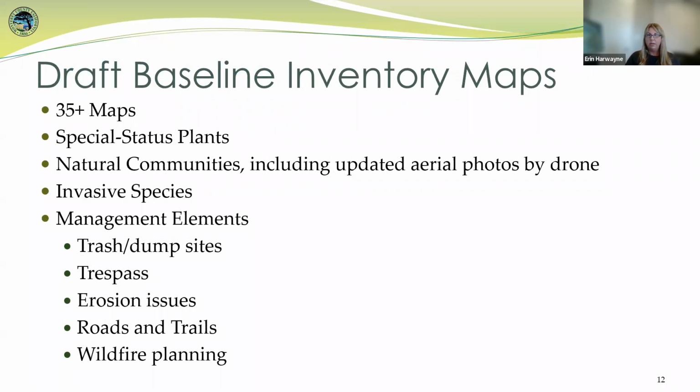So as you can imagine, with the number of areas that we're covering and the amount of data that we've collected, we have about 4 different issue maps for each of the areas. So 35 plus maps that are available on the website right now. Again, the results of our special status plant surveys, natural community habitat mapping, again, done by the drone and ground truthing, invasive species identification, where we identified large areas that should be considered in the management of these areas. And then also looking at management elements.